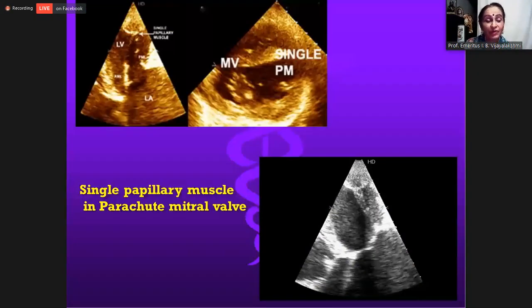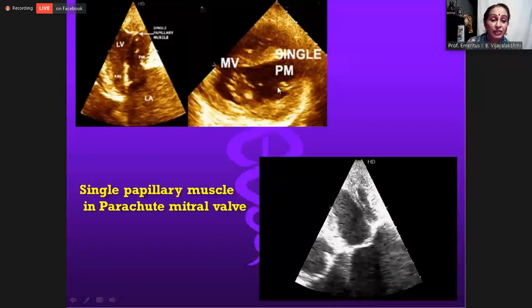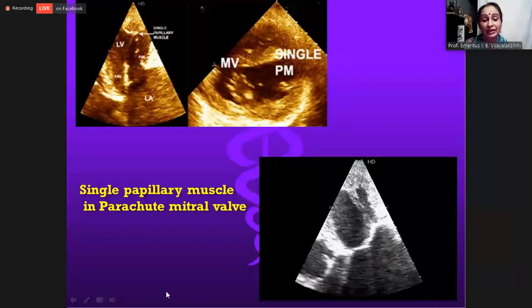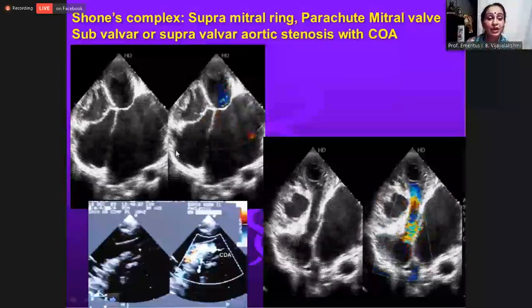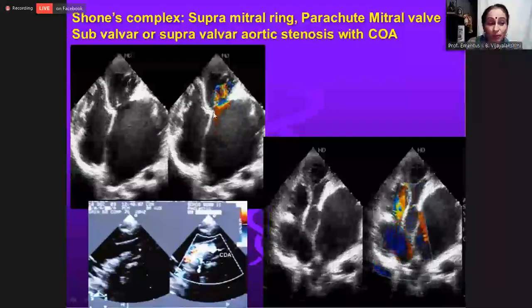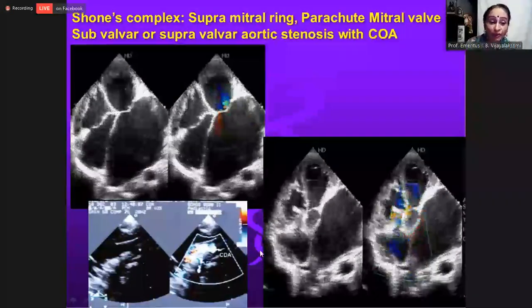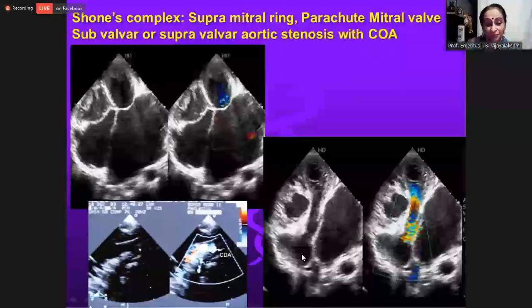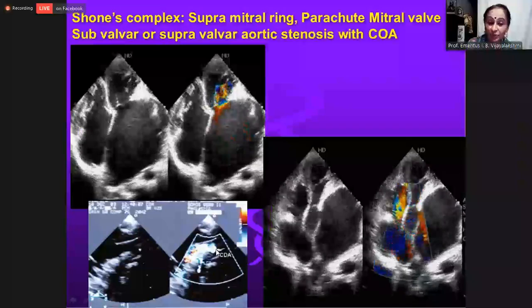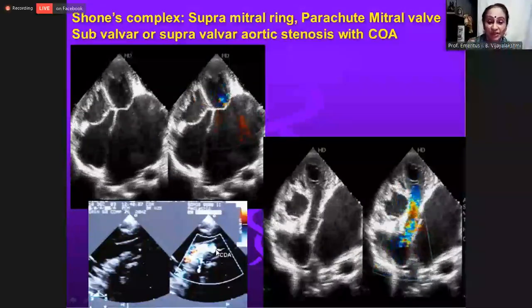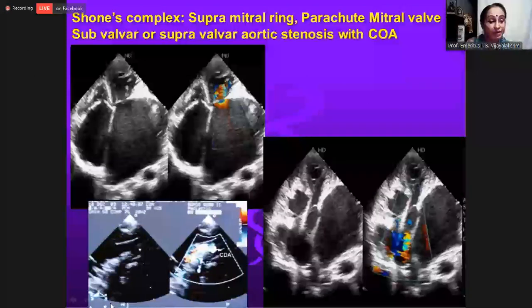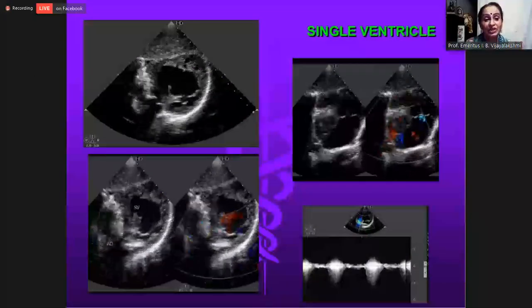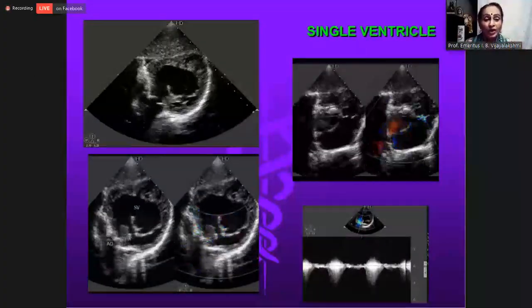In the short axis, we have to look at the two papillary muscles, and this has to be done very carefully in pediatrics. If there is only one papillary muscle, that indicates that there is a parachute mitral valve, and this is attached to the apex. So whenever there is a parachute mitral, you must look for the supramitral ring and also look for the subaortic or the supraaortic obstruction, and apart from that, coarctation of aorta, and this is called Shone's complex, though rare. And one thing that you must remember, that in congenital you have to look for all the abnormalities.